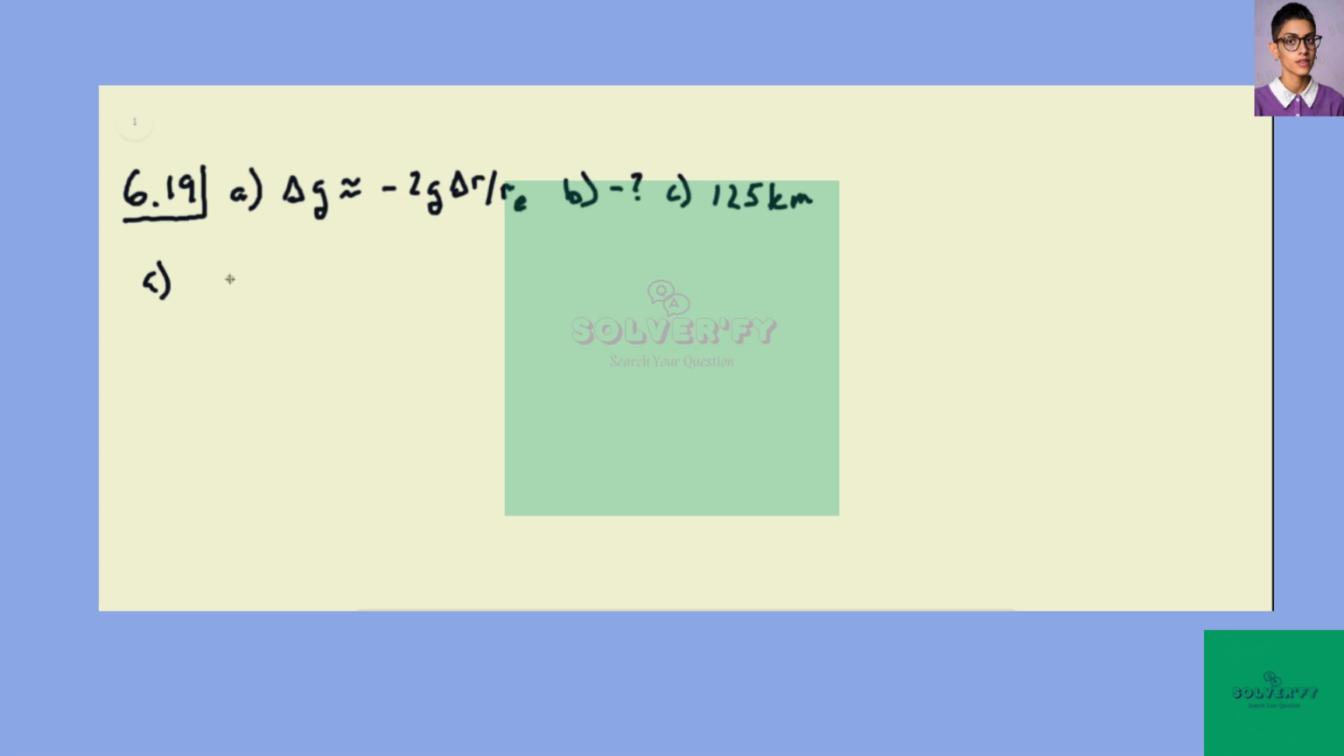So first, g plus delta g is going to be equal to the gravitational constant times the mass of the Earth divided by the radius of the Earth plus the change in r we're making. So far this is exact.